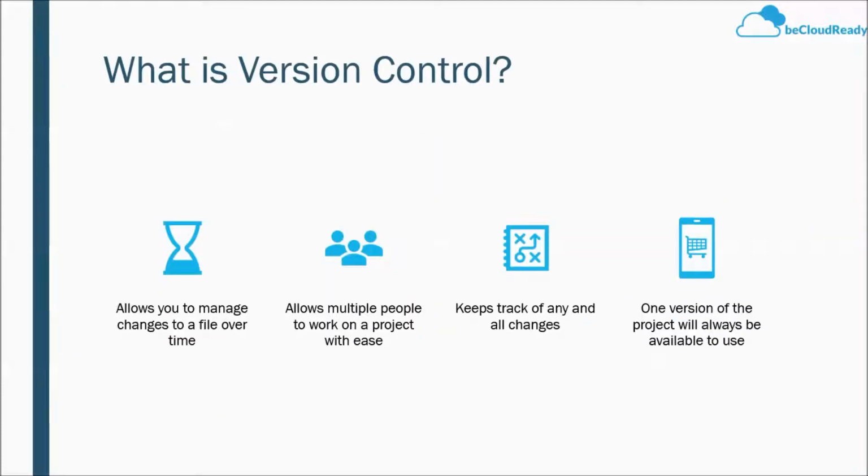So, what is a version control system? Version control allows you to manage changes to a file over time. It allows multiple people to work on a project with ease. It keeps track of any and all changes that have been made, and one version of the project or code will be available and ready to be in use. Let me give you guys an example.